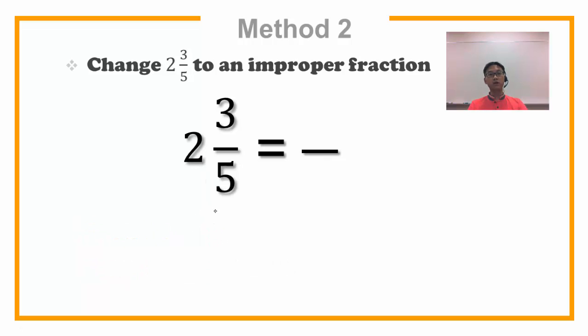Now let's look at another question. I want to change 2 3/5 into an improper fraction. So first thing, I know my denominator will still be the same. It will be fifths. Now my numerator, 2 steps. The first step is to multiply. So I take 5 times 2, and that will give me 10. The second step is to add. So I take 10 plus 3, and that will give me 13. So 2 3/5 will be equal to 13 fifths.